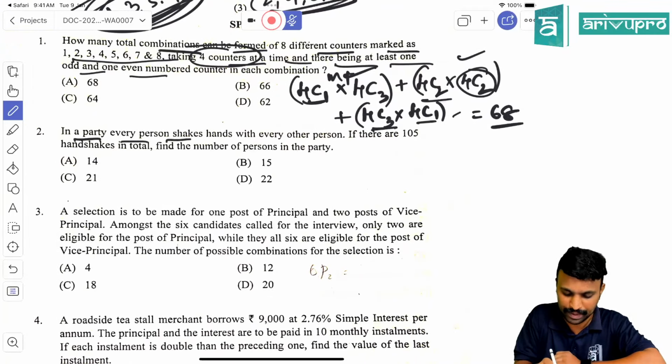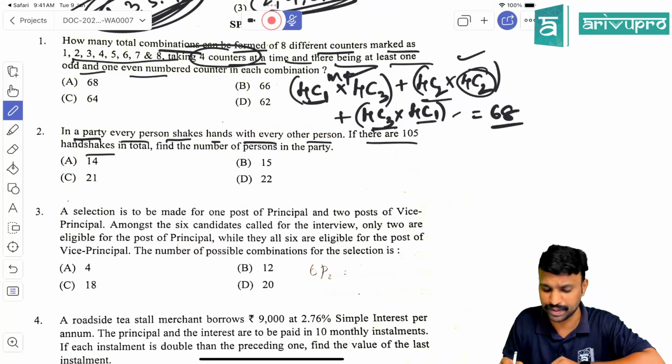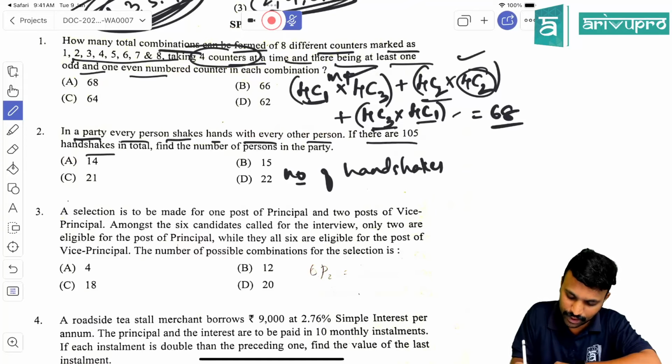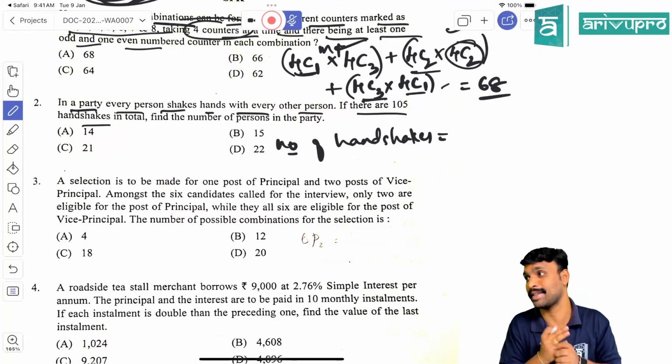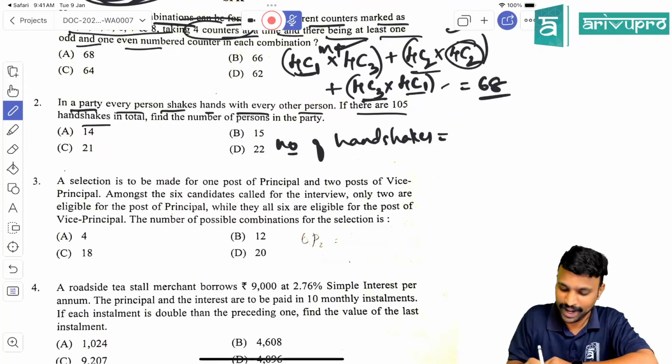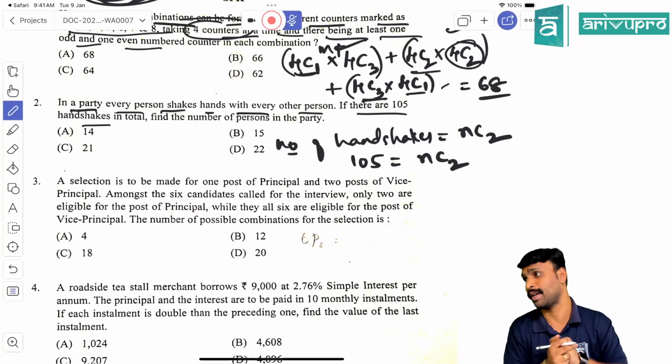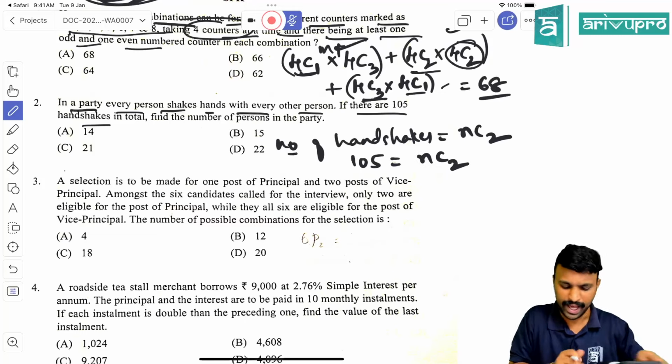In a party, persons shake hands with every other person. There are 105 handshakes in total. Find the number of persons in the party. Guys, the number of handshakes, I have discussed this concept in the marathon. Yes or no? Most of the questions asked here are discussed in the marathon, right? So the number of handshakes is equal to nC2. Here the number of handshakes is given as 105. I just need to find out the value of n.